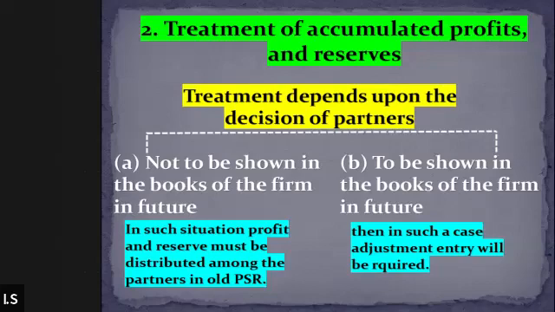If they choose not to show the accumulated profit in the books of account in the future, that means they are willing to distribute the accumulated profit among themselves in the old ratio. And if they are willing to show the accumulated profit in the books of account, we will have to do a different kind of treatment. So we have understood the entire concept relating to the accumulated profit. We have also done one or two questions based on this concept in the last session.